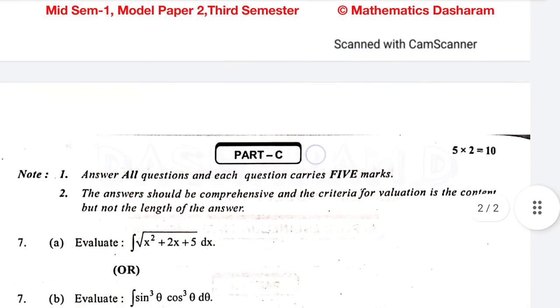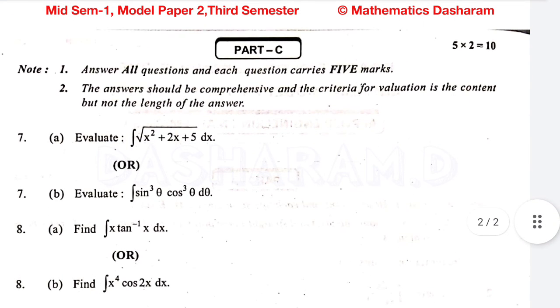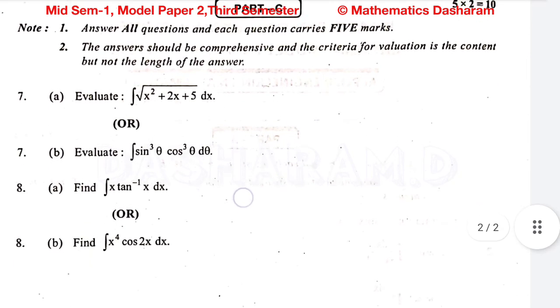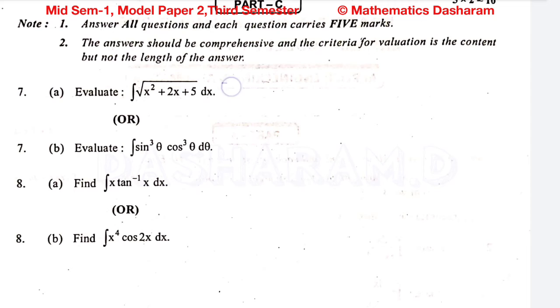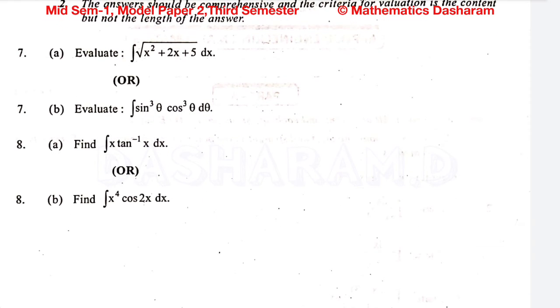Next, part C. Answer all questions, and each question carries 5 marks. In this part C, same as part B, there is internal choice. You can attempt either A or B. So 7th question, A problem: evaluate the integration of under root x square plus 2x plus 5 dx.